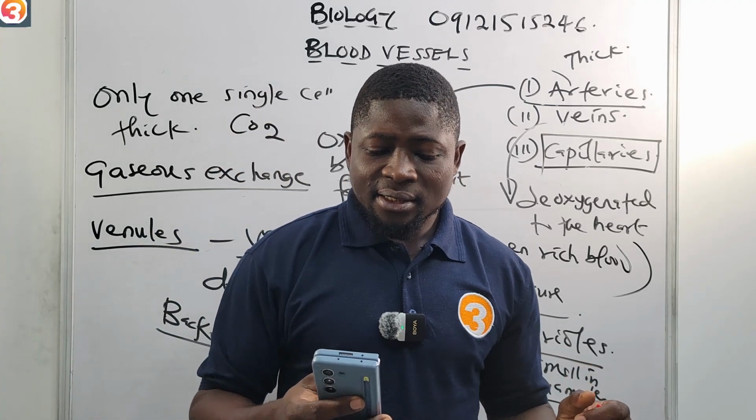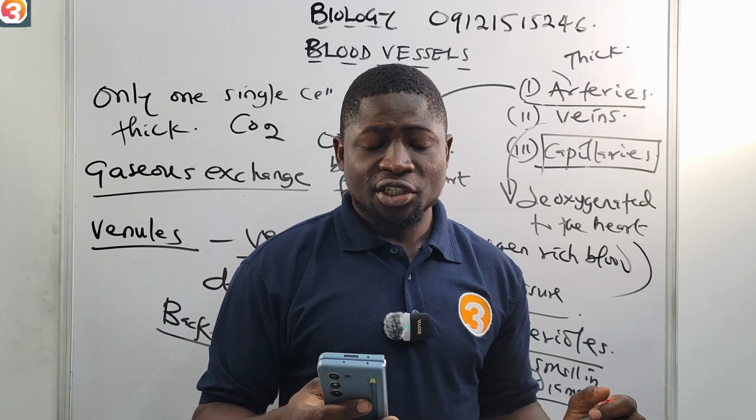2022 number 6 says, dash links the arteries with the veins around the tissues and the organs.